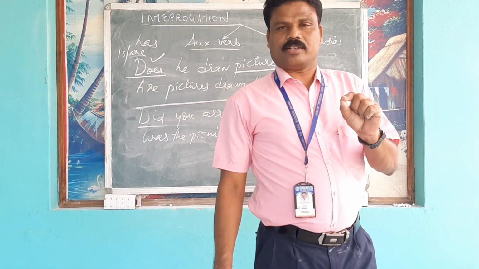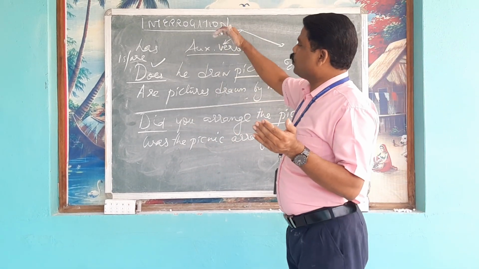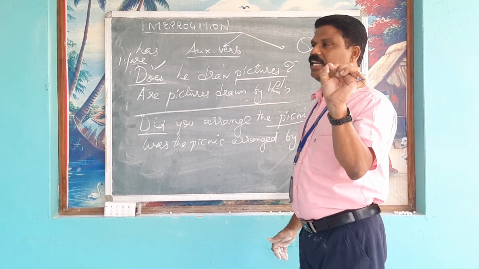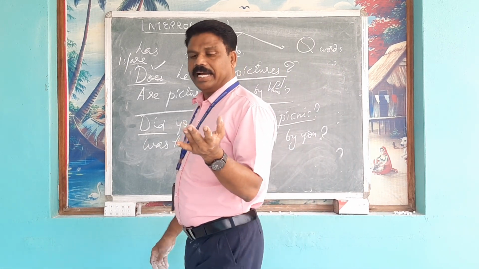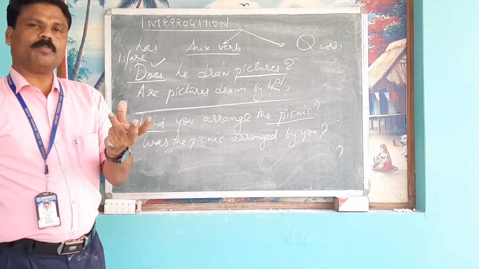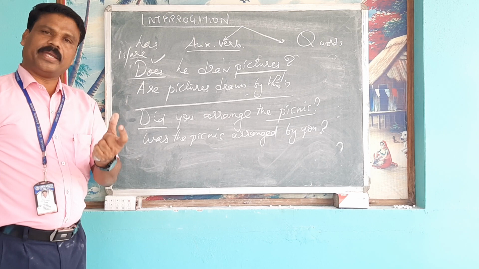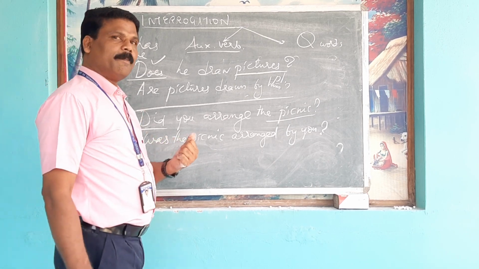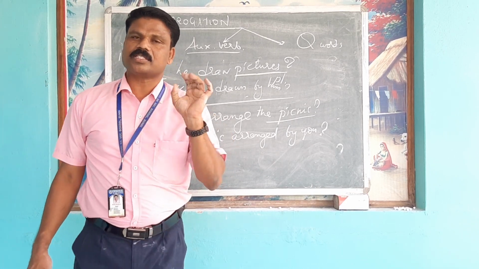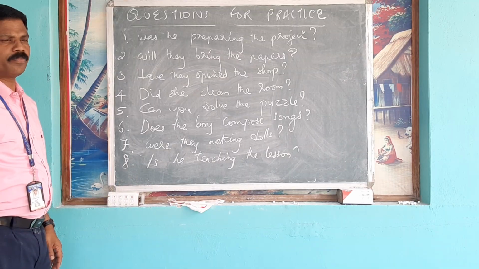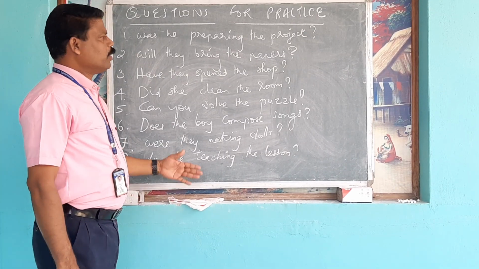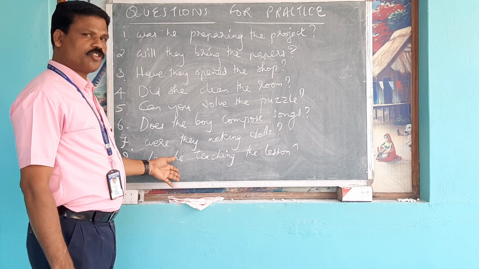So, first question. We discussed the interrogation that begins with the auxiliary verb. First the auxiliary verb plus object, then be, being, been, plus third verb, plus by, plus subject, plus question mark. Please write down these questions for your practice.